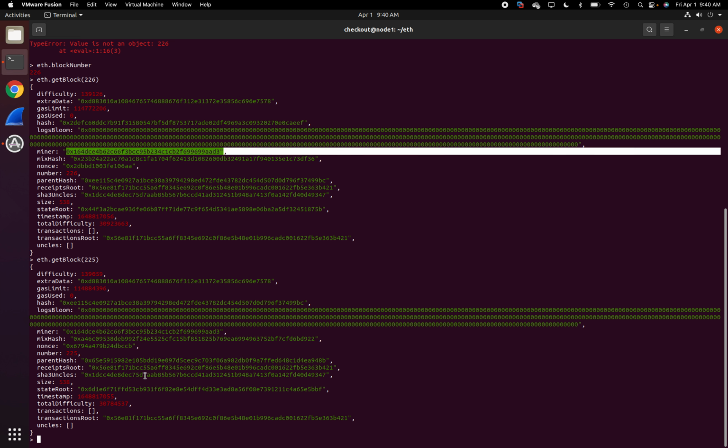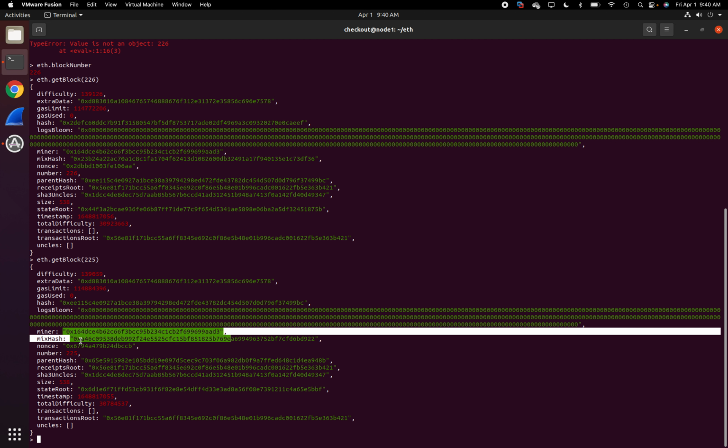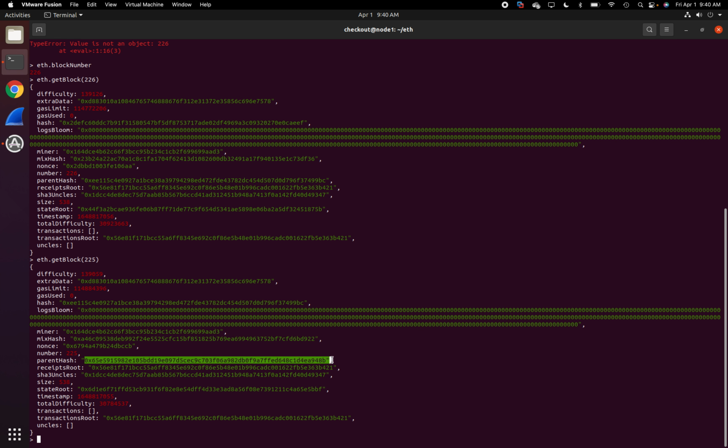We also have the same miner in both instances. Mix hash and nonce are different. Block number is different. Our parent hash, if we were to go look at block 224, the hash of that block would be this. Our receipt root is still the same. Our uncles is the same as well. And uncles are when you drop off the main chain but are still in the Merkle tree. So you're not considered off the chain, but you're not up to date on the current main chain. But you can always return to the main chain if you're an uncle.